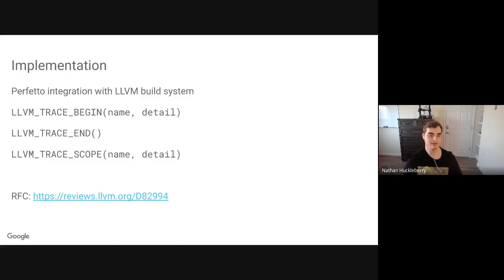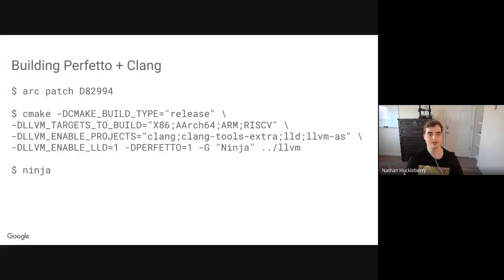But there are 3 macros that you use: LLVM trace begin, LLVM trace end, and LLVM trace scope. So these start and end trace slices, and then the scope one starts a trace slice in the current scope, and when you go out of scope, the trace ends. So if you want to play around with those yourself, this is what you would use. And if you want to build it yourself, you would just check out the patch, build Clang with -DPERFETTO=1, and then just build it.